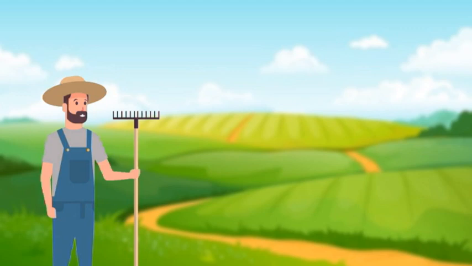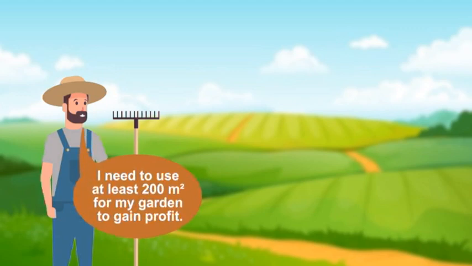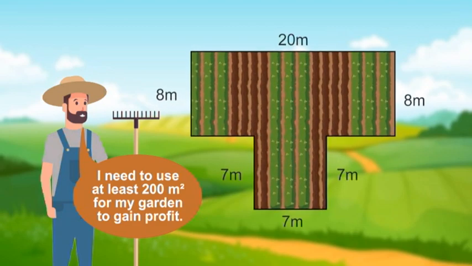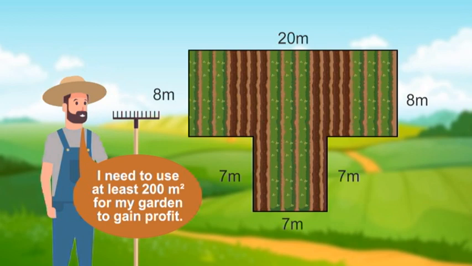To further understand how to compute the area of an irregular planar figure, study the following example. A farmer wanted to plant kamote in his backyard. He needs to use at least 200 square meters for his garden to gain profit. His backyard is shaped like this figure. Will he gain profit if he uses his backyard as his garden?